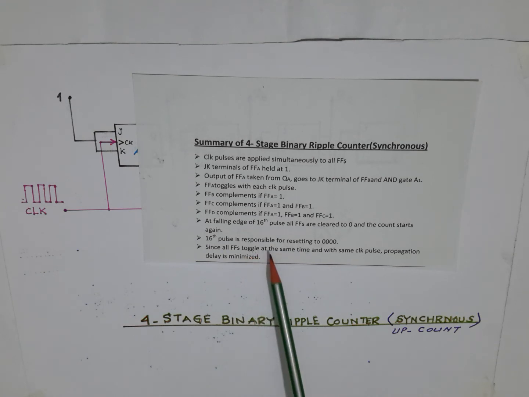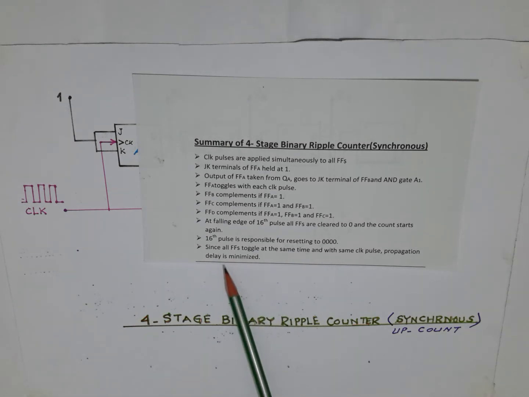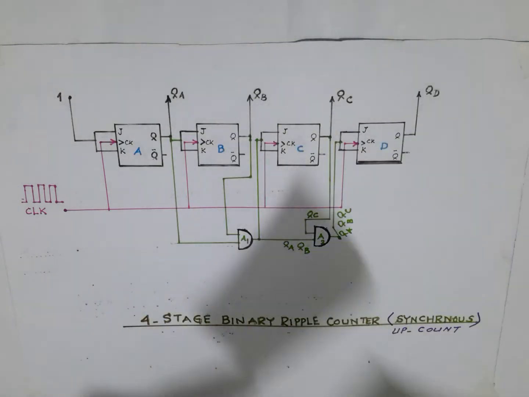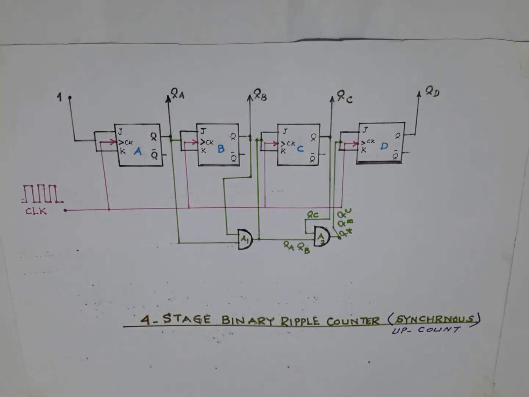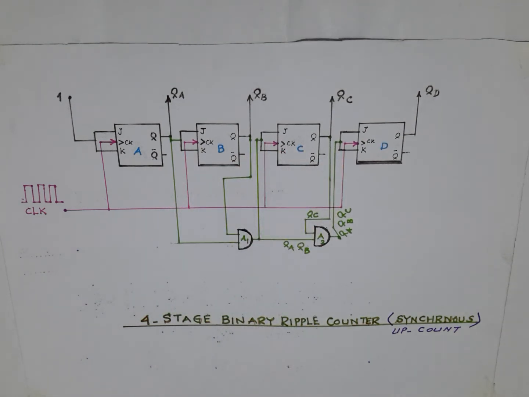Since all flip-flops toggle at the same time and with the same clock pulse, propagation delay is minimized, and we were facing this crucial problem that it had set a frequency limit. Why? Because the propagation delay was large. The subsequent flip-flop was waiting for the previous flip-flop to change the state, but in this case all flip-flops are clocked simultaneously and they work together and there is no waiting. As such, the problem is minimized.